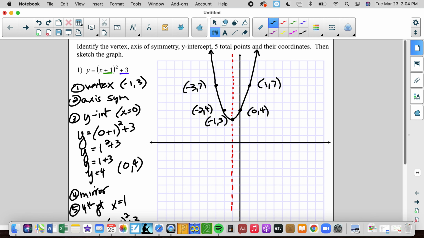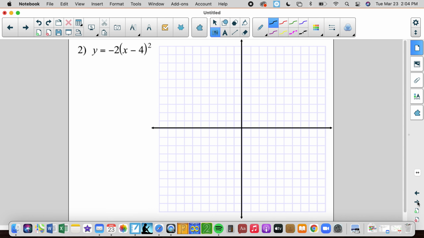Make sure you have arrows, and make sure your points are legible. You see how clear and concise and readable that is. I see my points. I see my coordinates. I see the axis of symmetry. I have my vertex labeled. I have everything that is being asked. This is a great question.